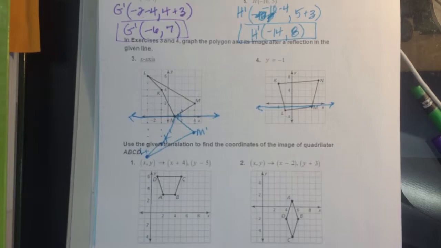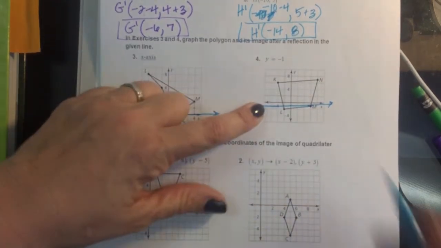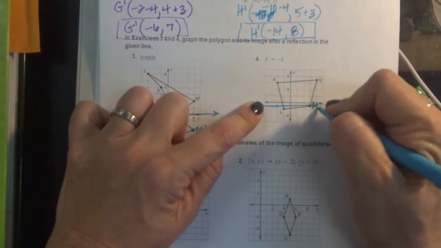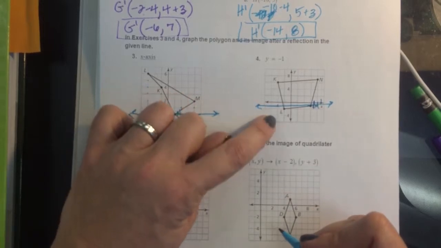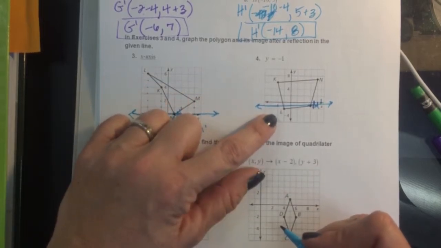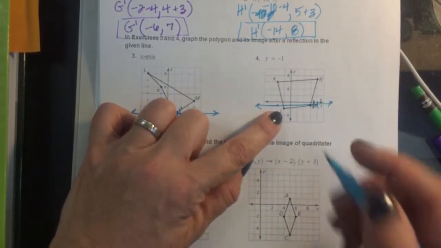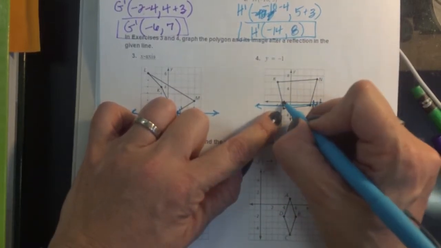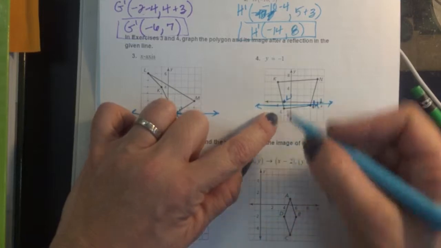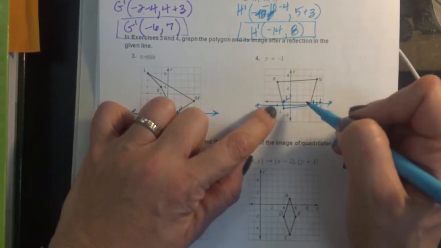Okay. Sorry about that. Y equals negative 1 is this line. It goes through M, so M prime is going to stay there. The only way that we can get these points where they need to be is by counting, because this doesn't have any coordinate rules. So L is 1 unit below, and L prime is going to come 1 unit above.